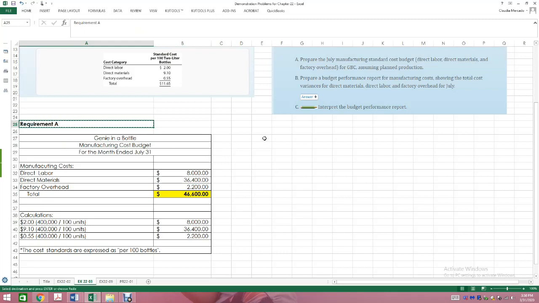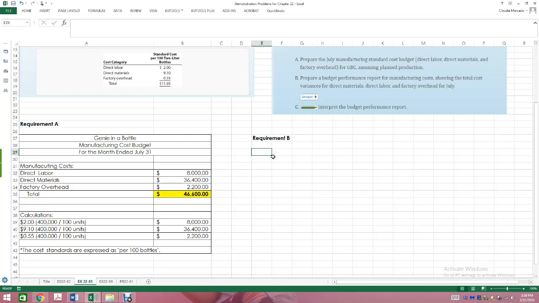Requirement B, I'm going to do it here on the side, and I'm going to change this to B. Requirement B says prepare a budget performance report for manufacturing costs showing the total cost variances for direct materials, direct labor, and factory overhead for July.